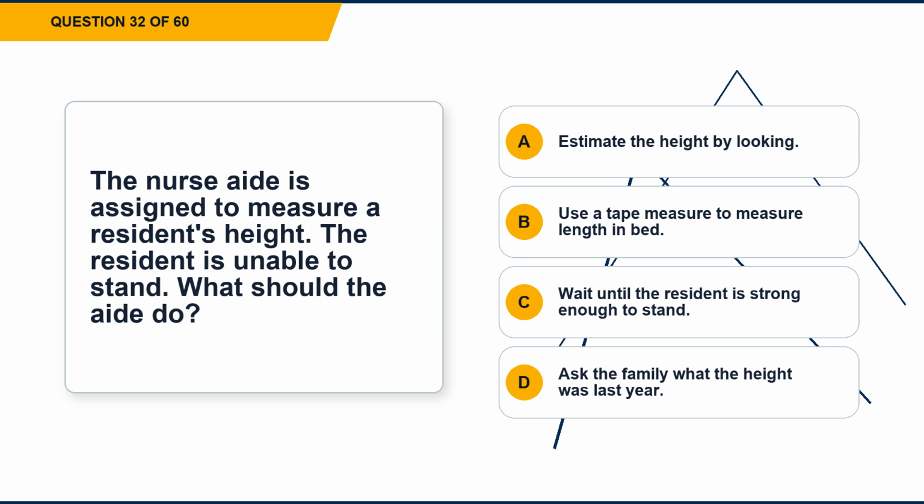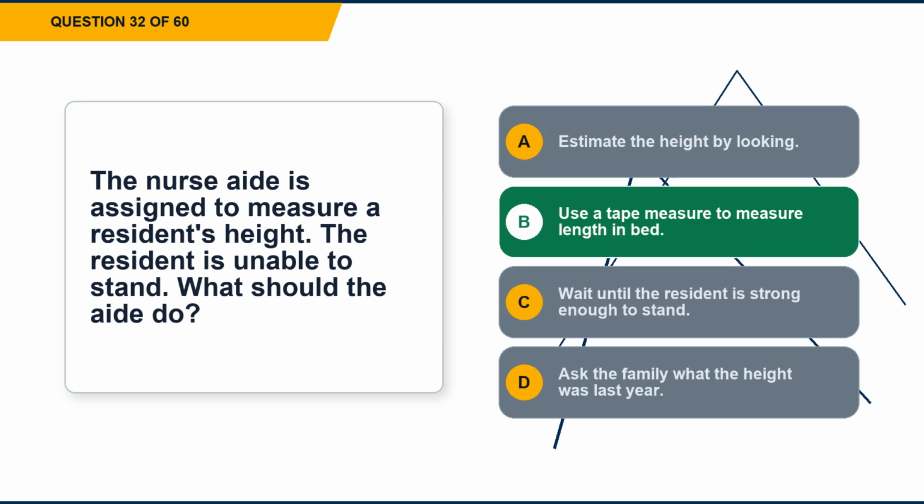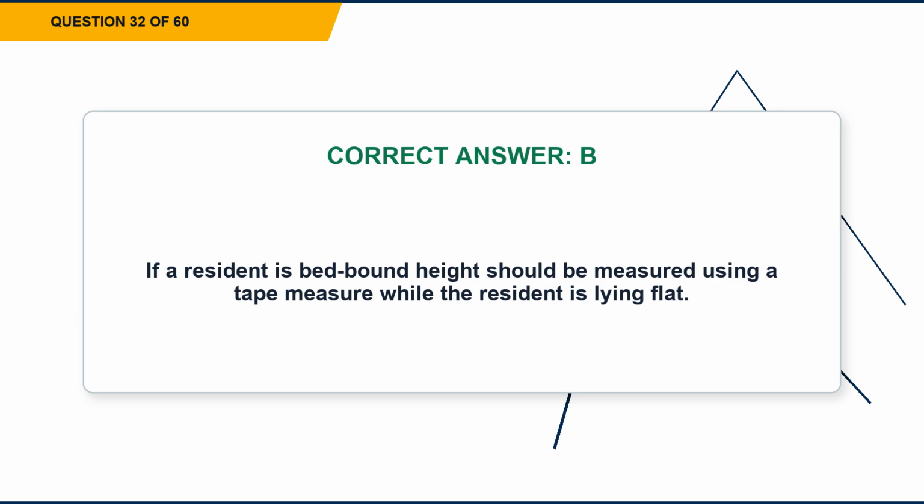Option D, ask the family what the height was last year. The correct answer is option B, use a tape measure to measure length in bed. Explanation: if a resident is bedbound, height should be measured using a tape measure while the resident is lying flat.